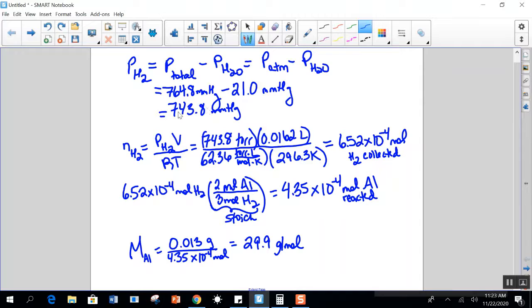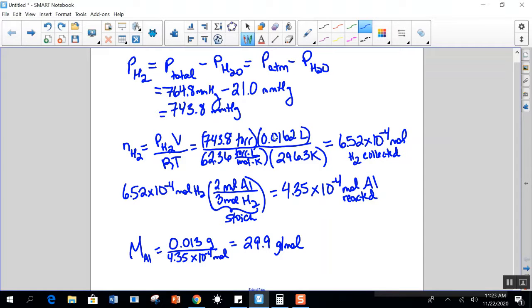Then you can subtract, and this is the hydrogen gas partial pressure. I could write it in millimeters of mercury, or torr, which would be the exact same value here. Then I can plug into PV = nRT and rearrange to solve for moles of H2, but make sure you're plugging in the partial pressure of H2. You had to have subtracted out the water vapor. Whenever you're collecting over water, you have to subtract out the water vapor pressure.